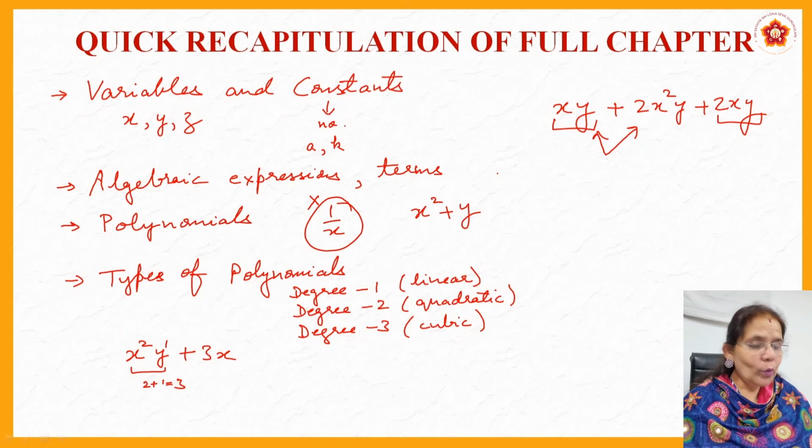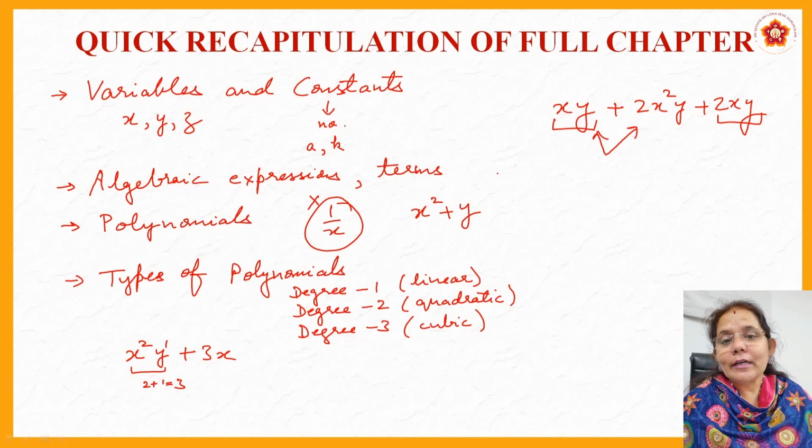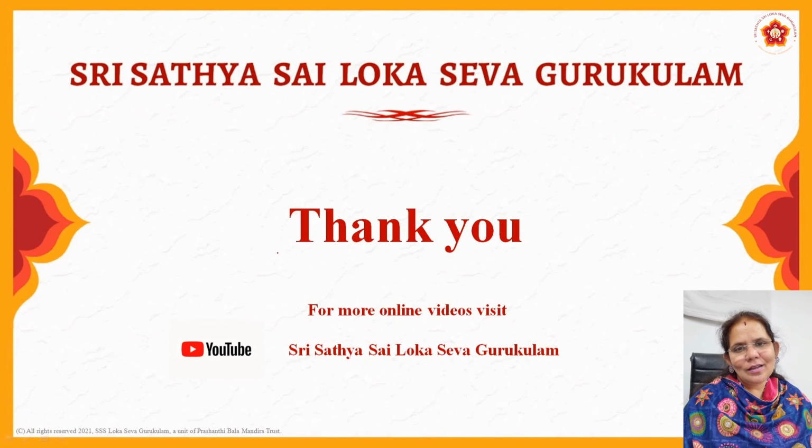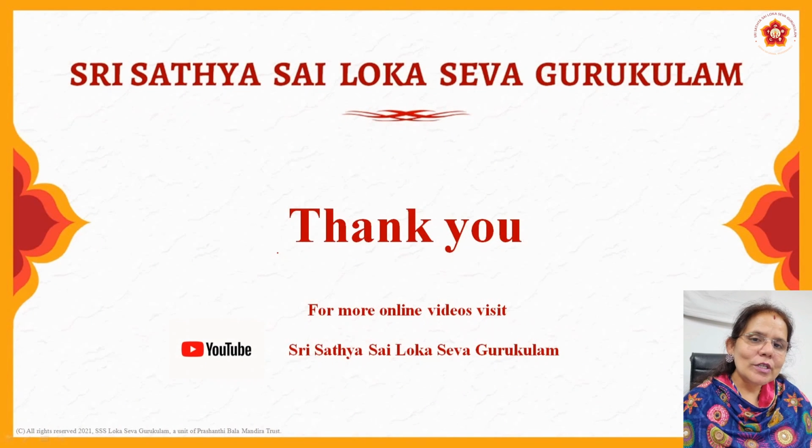Apart from this, we learnt to perform 4 different operations on polynomials. One was addition, then subtraction, multiplication, and division. We have done a lot of questions based on all the 4 mathematical operations, and we have done a variety of questions. Please practice them again. So that is all. With this, we have concluded the chapter on algebraic expressions and polynomials.